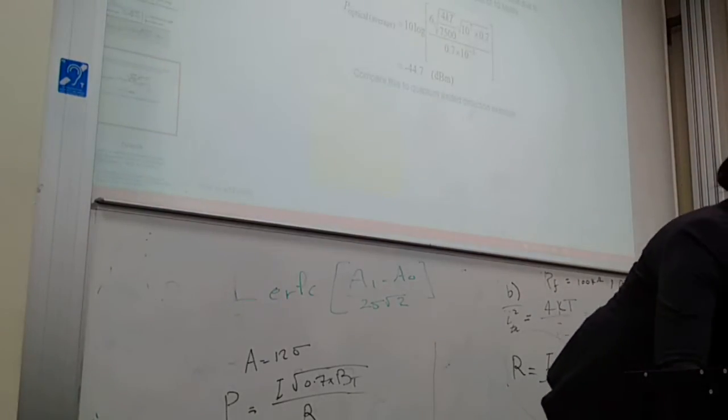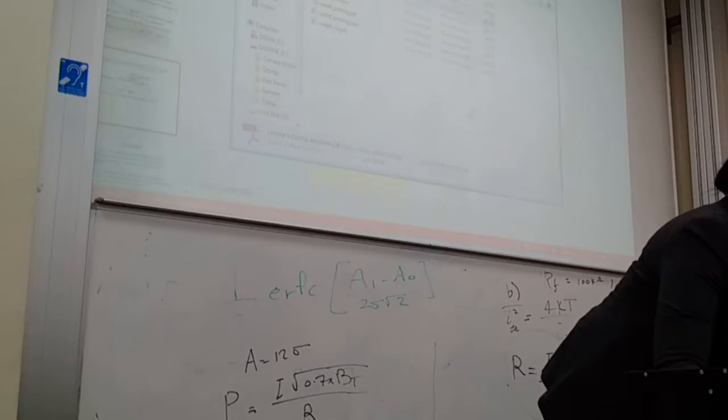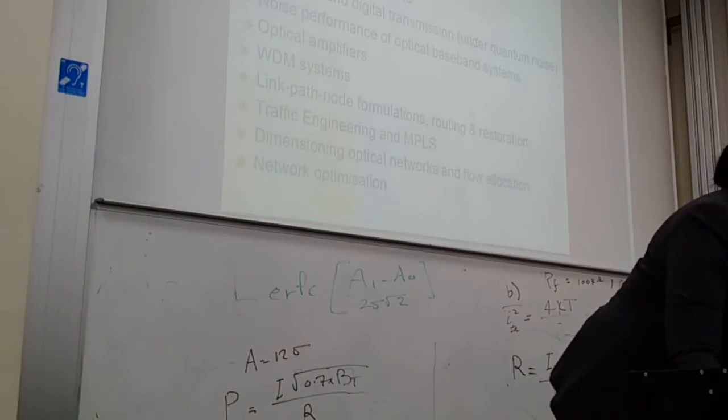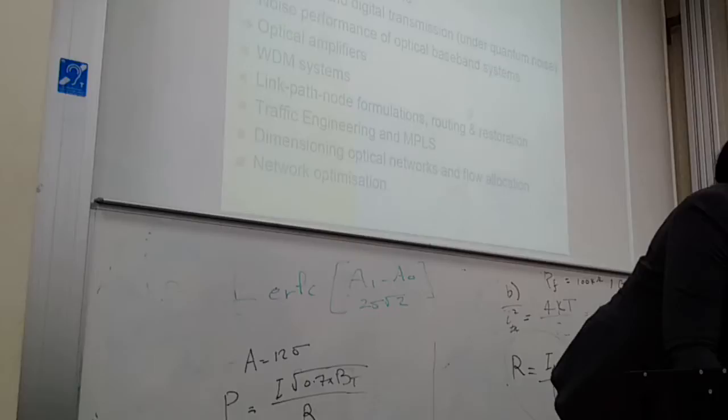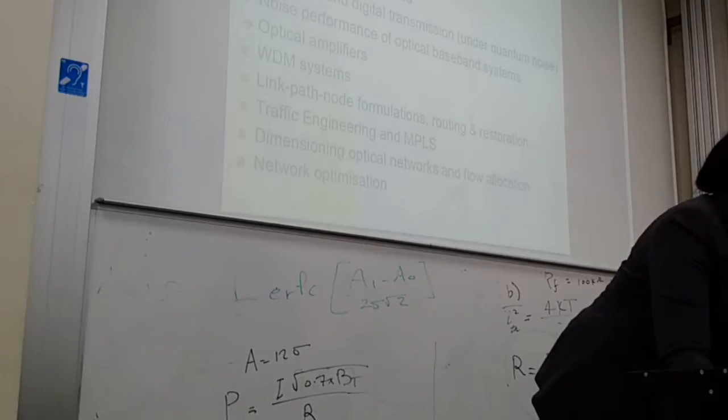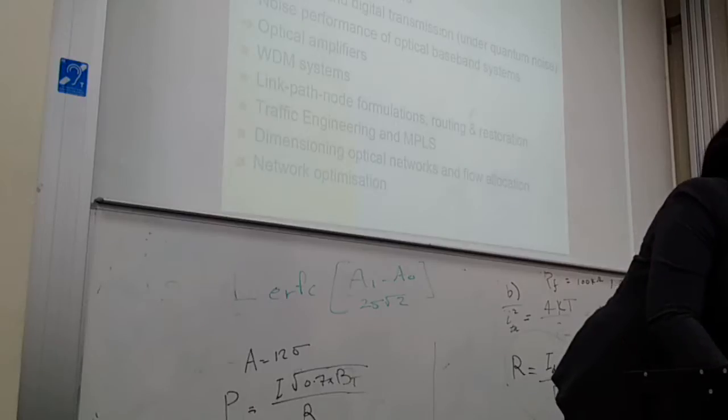Any questions before we go to the next topic? We're always looking for a smaller dBm, because this means that the receiver can receive or detect a very small signal, very small power.